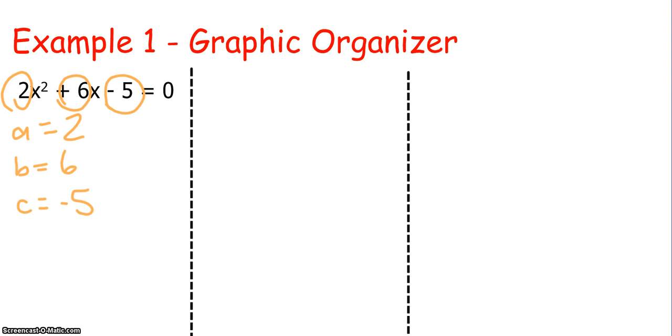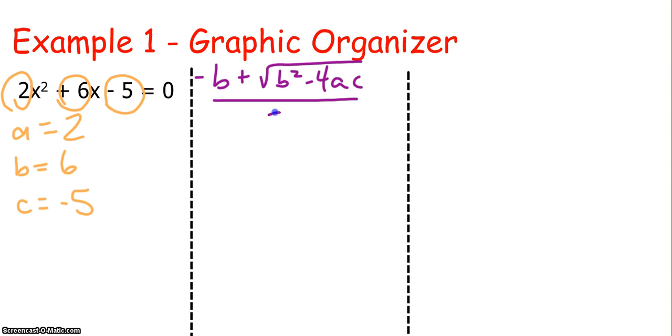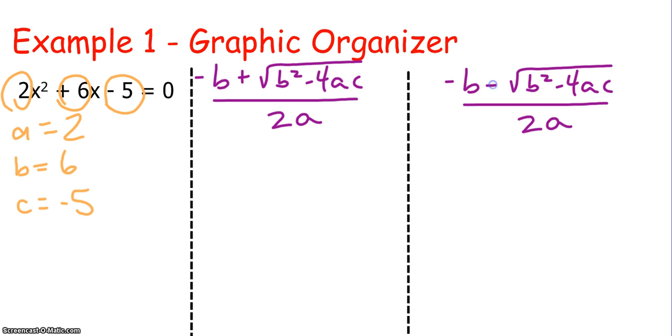So now that I have this information, I have negative b plus the square root of b squared minus 4ac all over 2a. That's the first one. And the second one is going to be the same thing, but with a subtraction instead of addition. So I take the same equation, but this time have subtraction. Everywhere there's a b, I'm going to plug in 6, and everywhere there's an a, I'll plug in 2, and everywhere there's a c, I'll plug in negative 5.